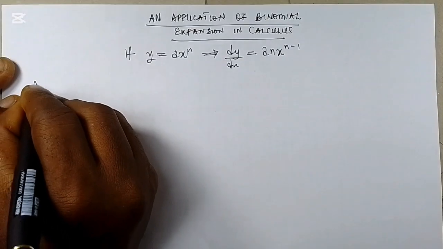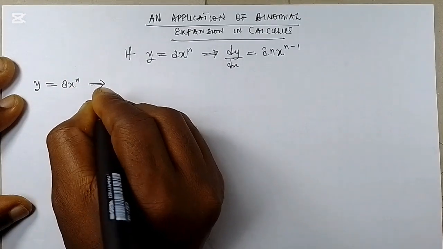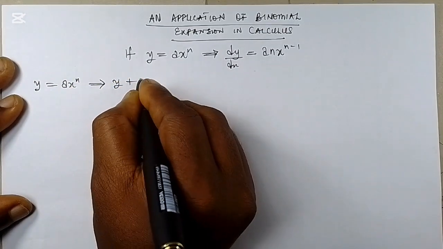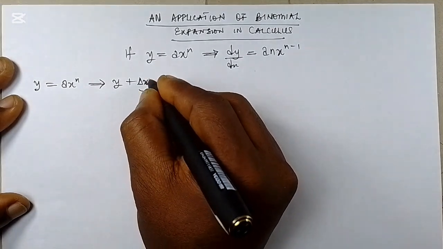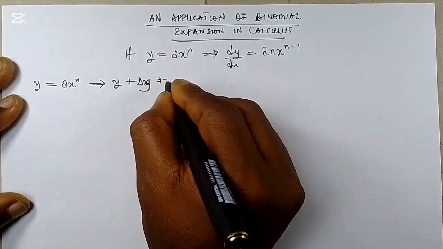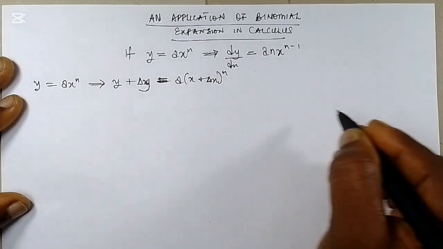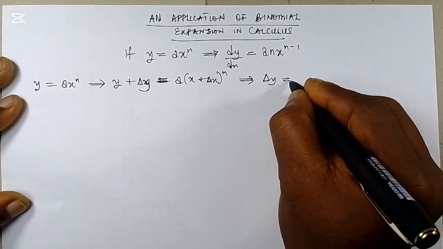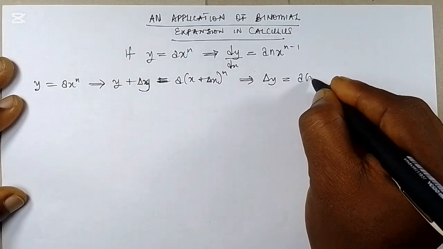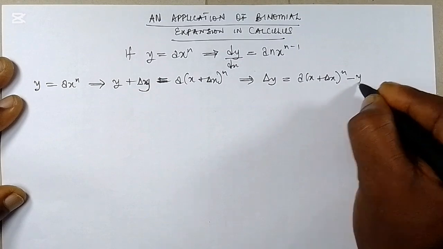So I'm going to start with y equals ax raised to the power n, implying that y with an infinitesimal change in y, that is y plus change in y, will be equal to a in bracket x plus change in x all raised to the power of n. And this would imply that if you make change in y the subject of formula, you are going to have a x plus change in x all raised to the power of n minus y.